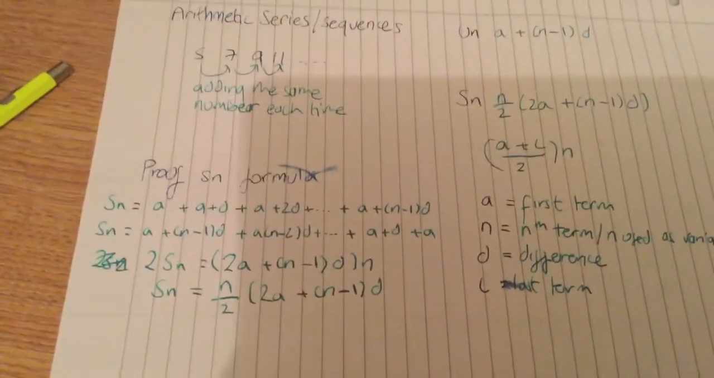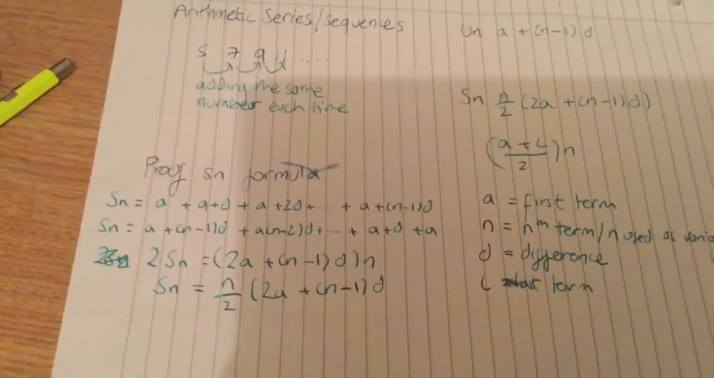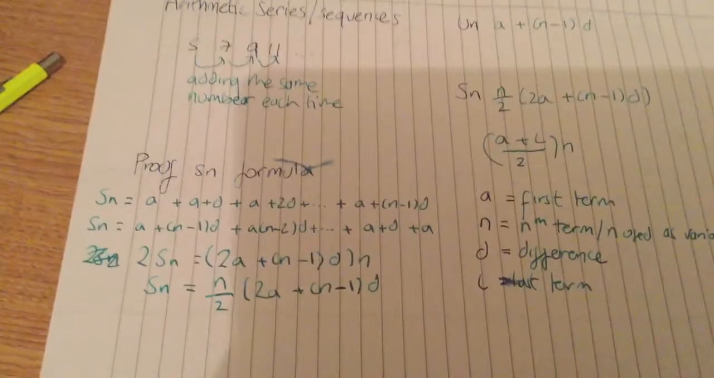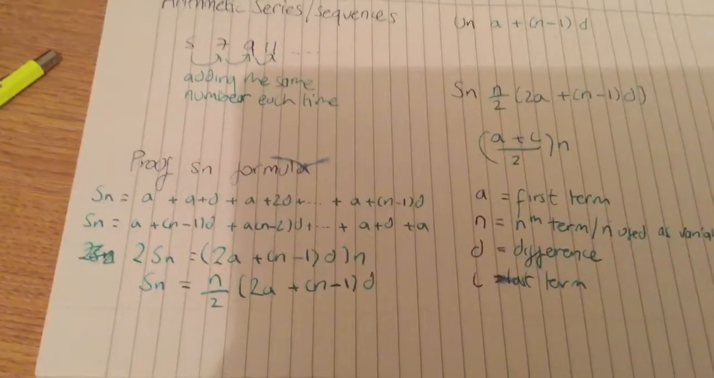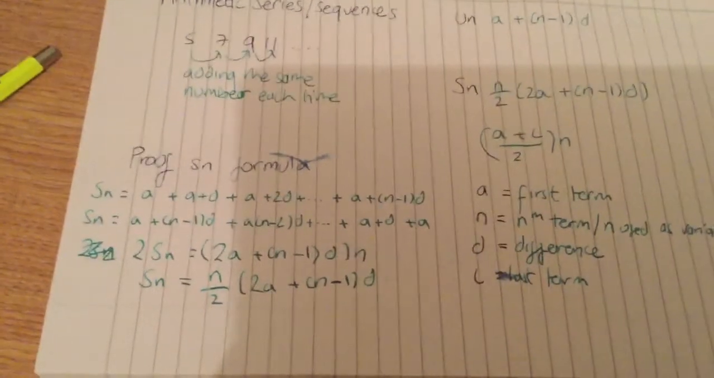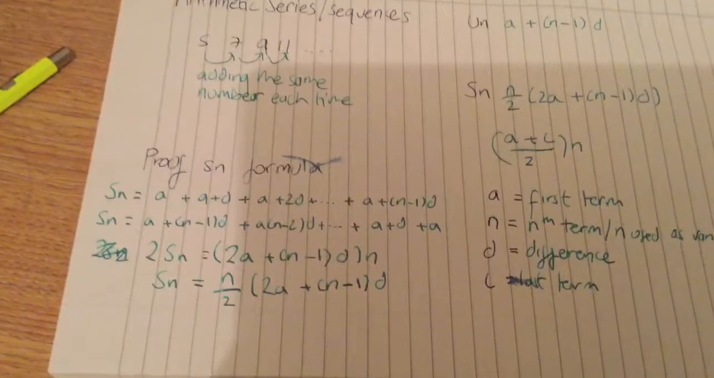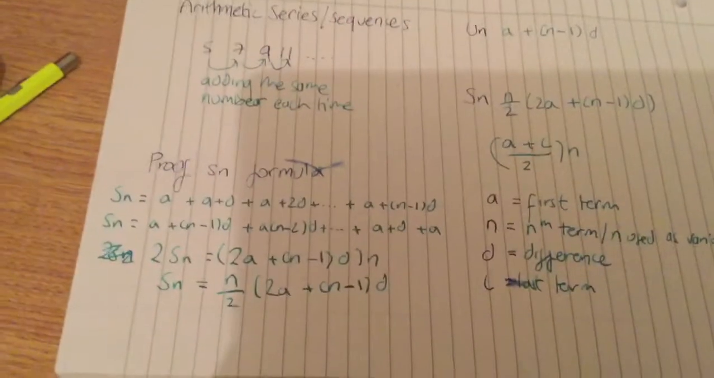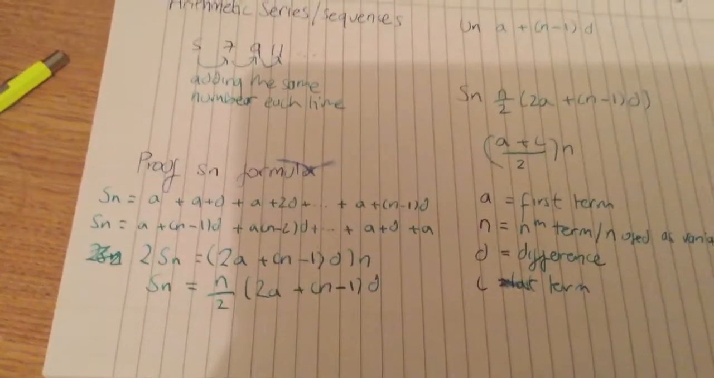So basically when you do that, your first pair will be A plus A plus (N minus 1)D, which is going to be 2A plus (N minus 1)D. Exactly the same thing will happen when you add A plus D to A plus (N minus 2)D. You just get loads of pairs of that. You get N pairs of that. So you could write that out as 2A plus (N minus 1)D, times N, and then divide by 2 to get the formula. It's a bit of a recipe. It's a weird one. It's not something that you'd think of off the top of your head, but once you see it, it's not particularly difficult.